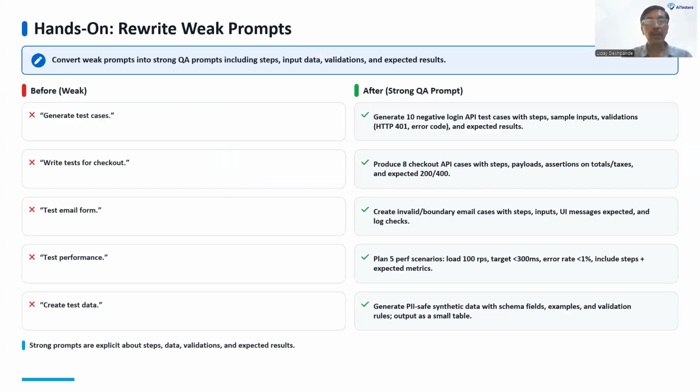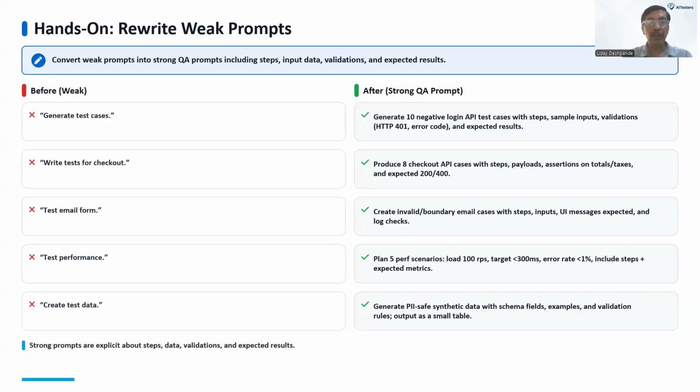All right, let's put this into practice. This slide shows 5 real prompt transformations from weak to strong. And I want to walk through each one so you can see the pattern at work. First example, "generate test cases" becomes "generate 10 negative login API test cases with steps, sample inputs, validations, including HTTP 401 and error code, and expected results." You can see every element of our checklist applied here. Count, scope, focus area, steps, data, validations, expected results.